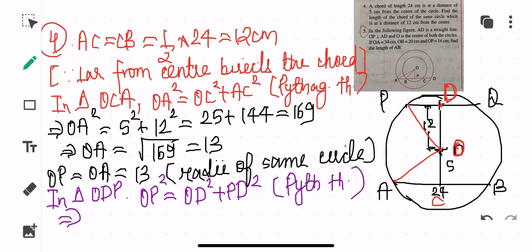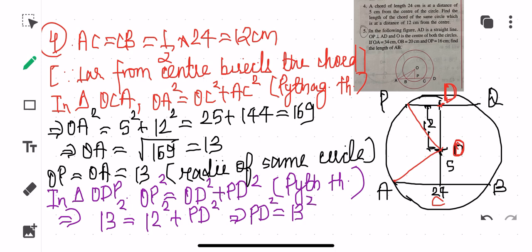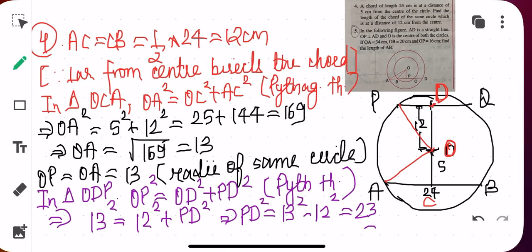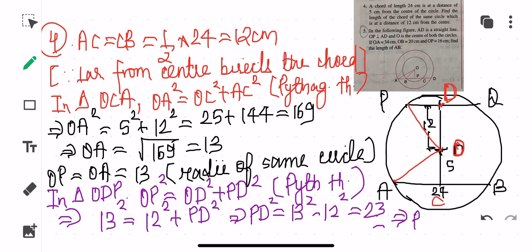So this implies OP square is how much? OP has been given as 13. So write down 13 square is equal to OD is 12, so this is 12 square plus PD square. PD is how much? You don't know. So this implies PD square will be equal to 13 square minus 12 square, which is equal to 25. So how much will be PD equal to, children? This implies PD is equal to 5 centimeter. So the length of this particular PD, children, you are getting as 5 centimeter.